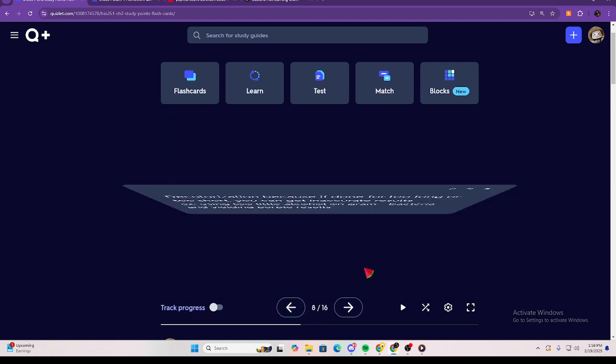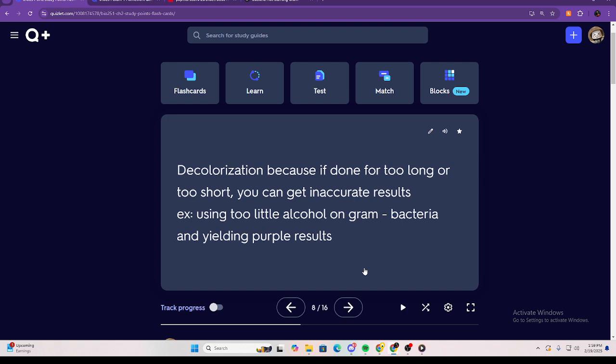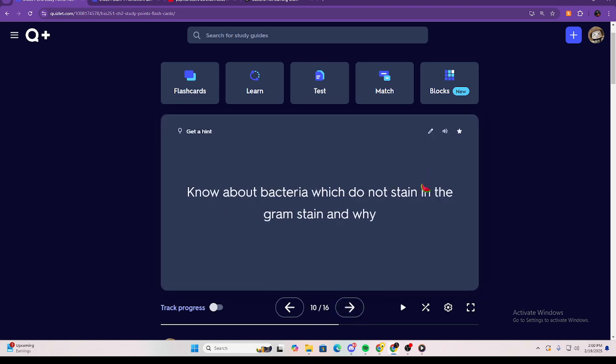The most critical step in staining is the decolorizing step, because if you do it for too long or too short, you can get inaccurate results. For example, if you use too little alcohol when decolorizing a gram-negative bacteria, you could get a purple result, even though it's supposed to be a pink result. That just means you didn't wash away the purple dye enough.